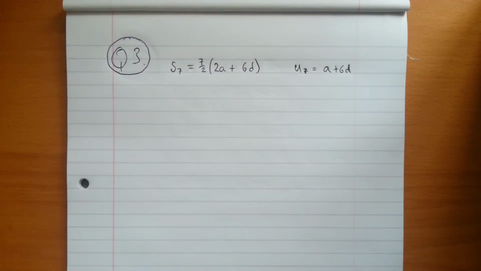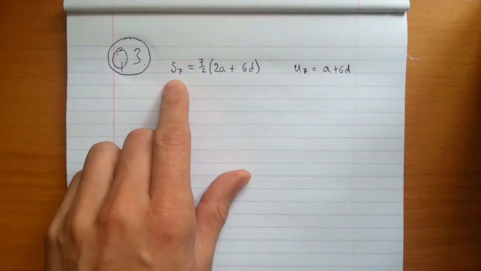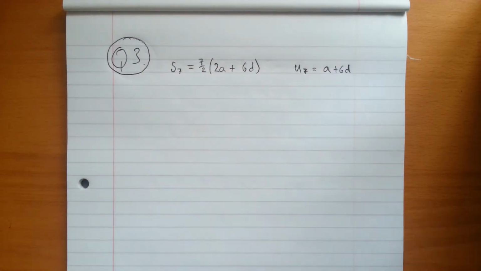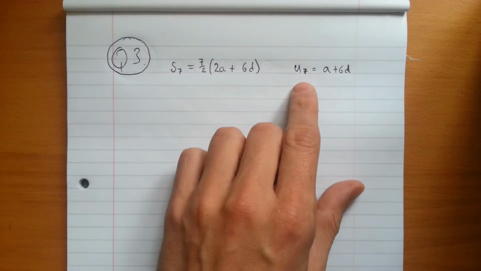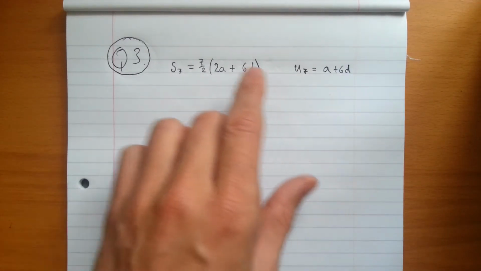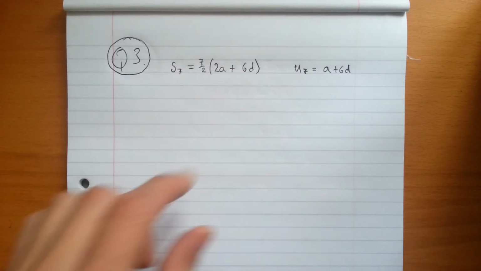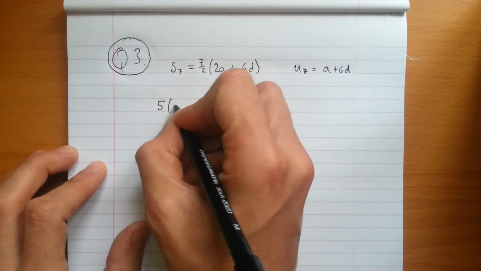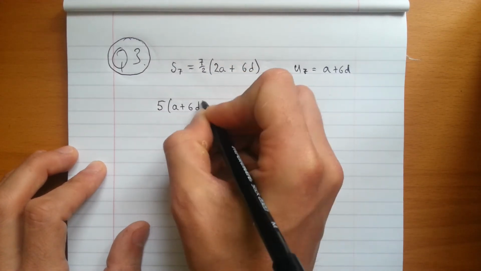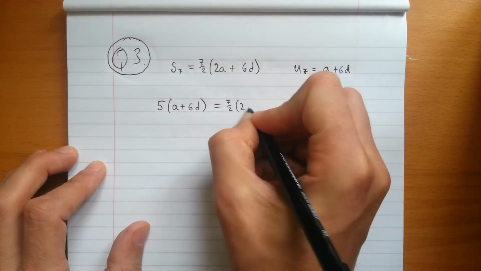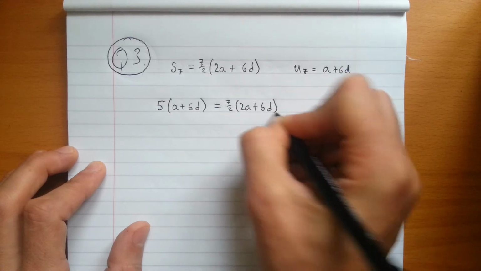Now let's break down what it really said there. It said that the sum of the first 7 terms is 5 times greater than the 7th term. So all we've got to do with the 7th term is times it by 5, and that should be equal to the sum of the first 7 terms. So what I really need to do is this: 5 times the 7th term equals the sum of the first 7 terms. Lovely.